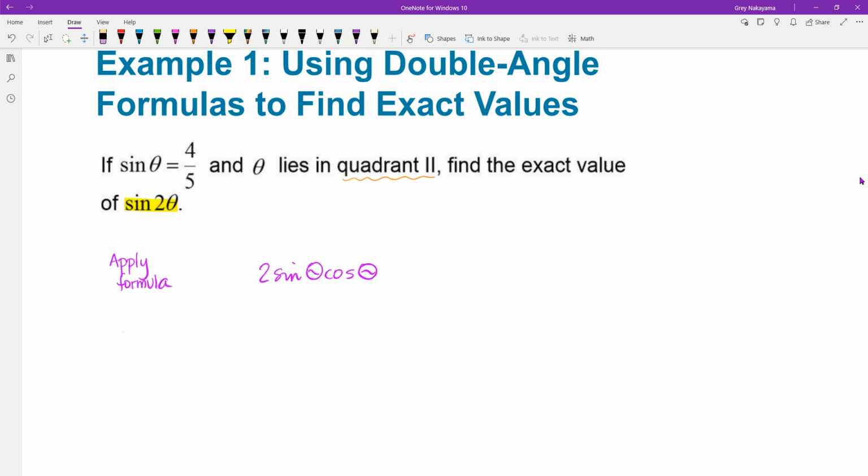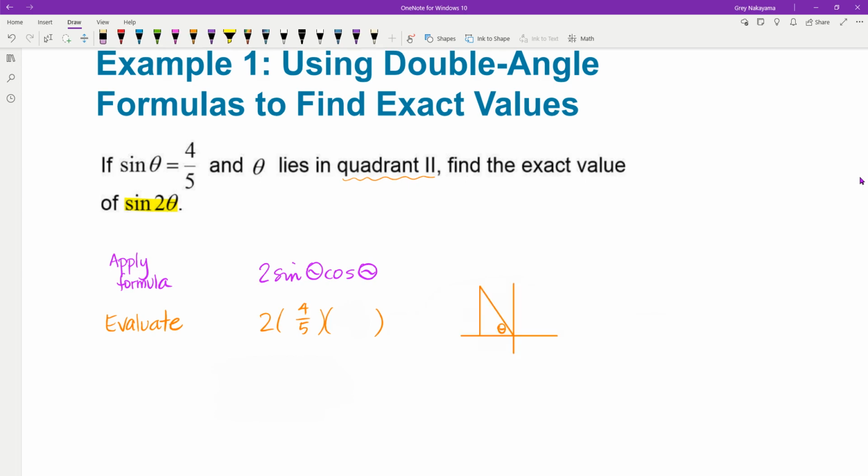And then at our next step, we evaluate, and that means everywhere that I see a trig function, I'm going to put parentheses. So it's going to look like that. And now I need to go figure out, well, I know what the sine of theta is because they told me it was 4/5. But I got to go find the cosine of theta. They tell me it's in quadrant 2, so I'm going to draw it in quadrant 2.